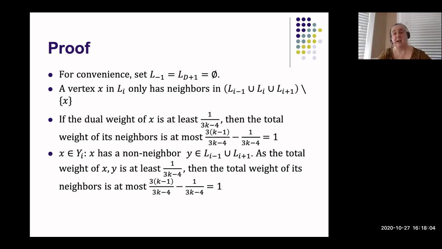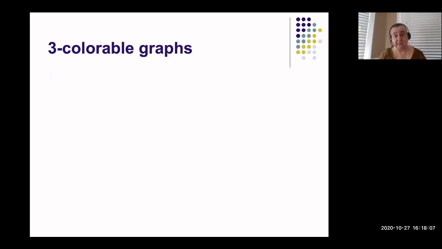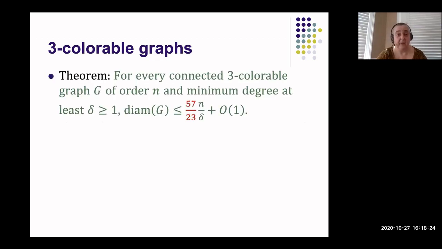Okay, let me see how much time I have left. So now we have proved a new upper bound for every k-colorable graph, k at least 5. We already knew what the truth is for k equals 4. For 3-colorable graphs, this didn't give us anything new. So we started to work on that too, because it's nice to have new results. And we have managed to prove that for every 3-colorable graph G of order n and minimum degree at least 1, connected, the diameter is at most 57 over 23 times n over delta plus big O of 1.